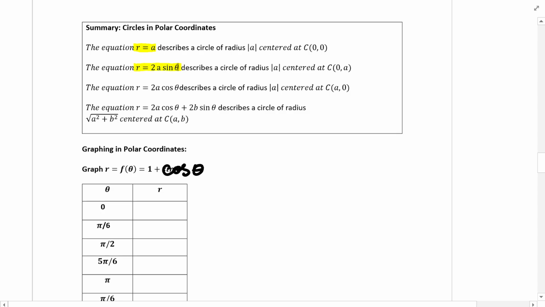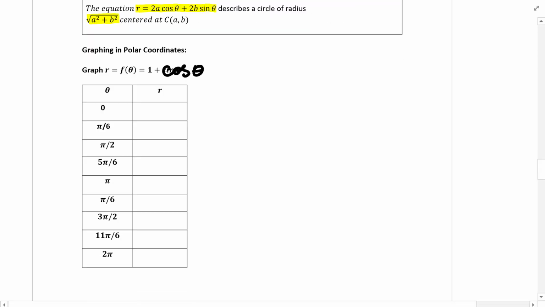The equation r equals 2a sine of theta also describes a circle of radius absolute value of a, centered at (0, a). r equals 2a cosine of theta describes a circle of radius absolute value of a, centered at the point with coordinates (a, 0), and r equals 2a cosine theta plus 2b sine theta describes a circle of radius square root of a squared plus b squared, centered at (a, b), like we've seen in the previous video.